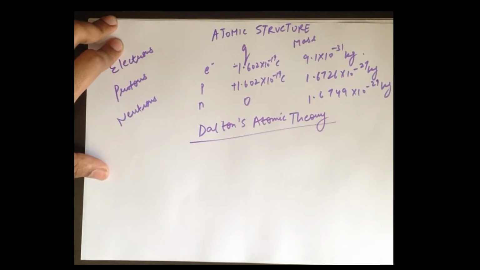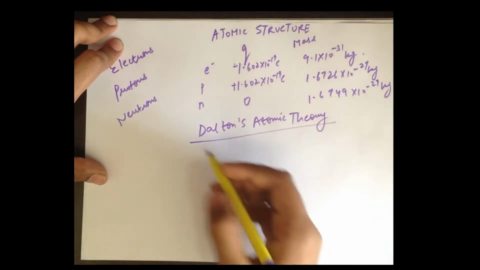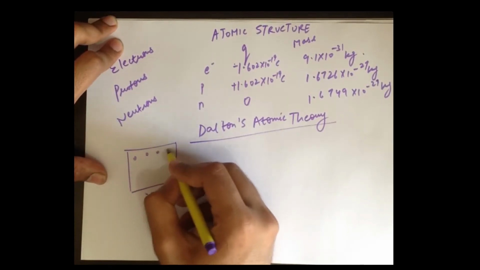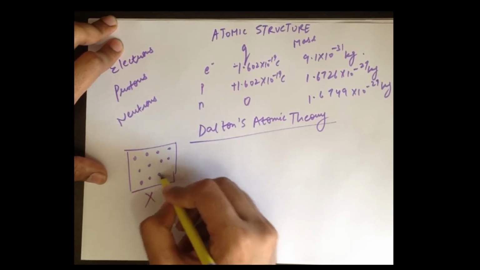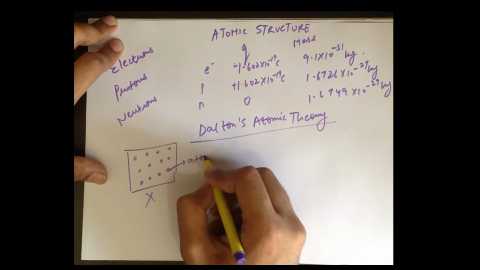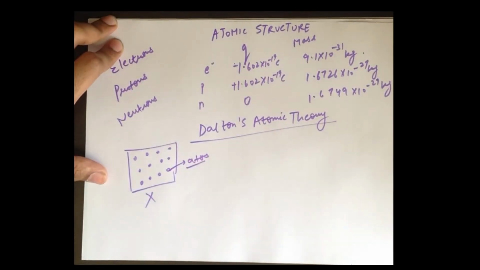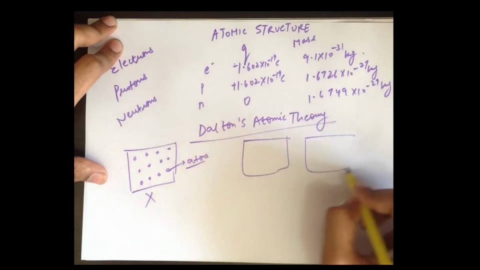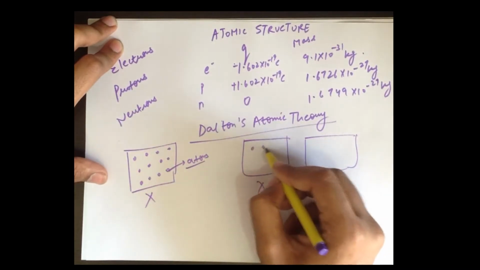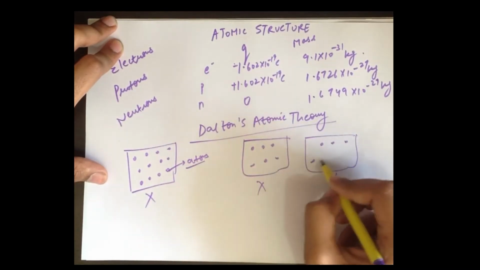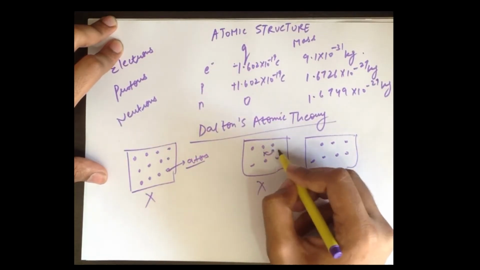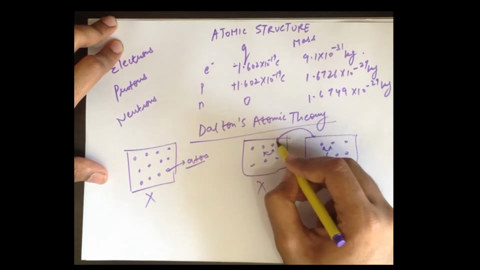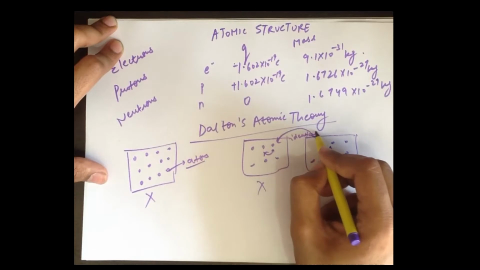According to this theory, each element is composed of extremely small particles called atoms. So if this is an element X, it consists of extremely small particles known as atoms. The second feature of this theory was that atoms of a particular element are alike. So if we have X and Y, X has some atoms and Y has some atoms. The atoms in X are identical, the atoms in Y are also identical, but the atoms of X and Y are not identical. This was given by Dalton.